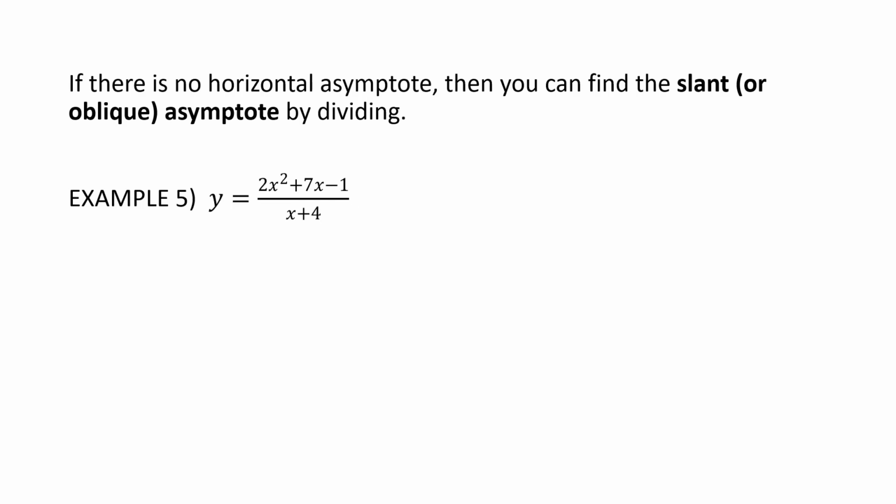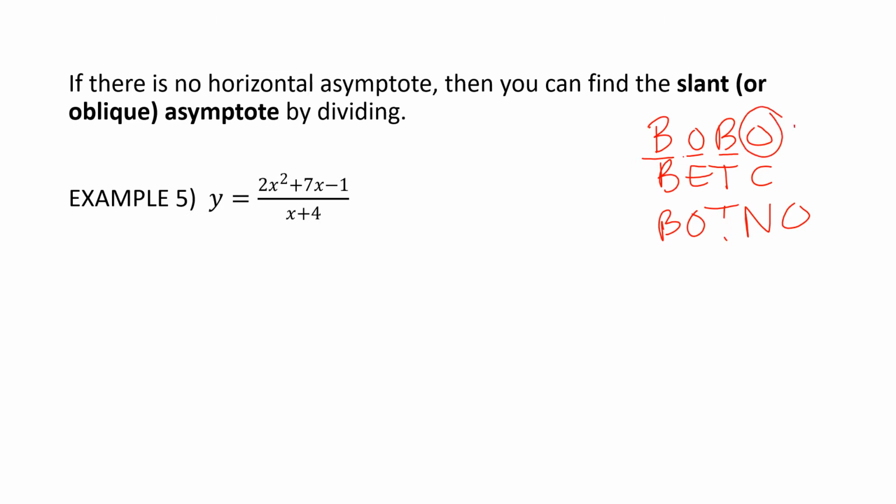In the last lesson, we learned 3 rules for finding horizontal asymptotes. We learned about Bobo, Betsy, and Botno. Remember that Bobo stands for bigger on bottom. So if your exponent on the bottom is larger than your exponent on top, then your horizontal asymptote would be y equals 0. Okay. Betsy stands for bottom equals top.